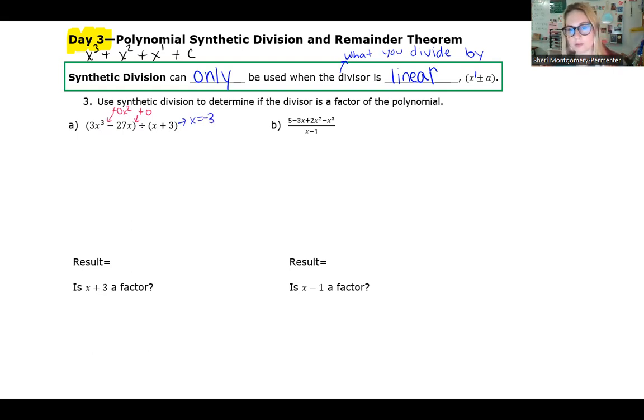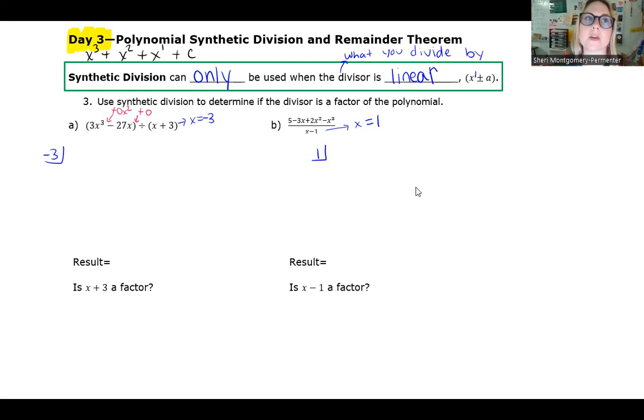And for what I'm dividing by on this one, if this is x minus 1, well, then what does x equal? 1. That x equals part is going to go in a house. So it's going to go over here in a little house. And for this problem, it's going to be a 1.